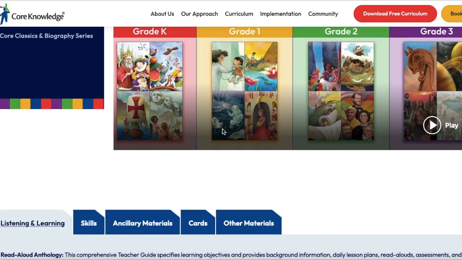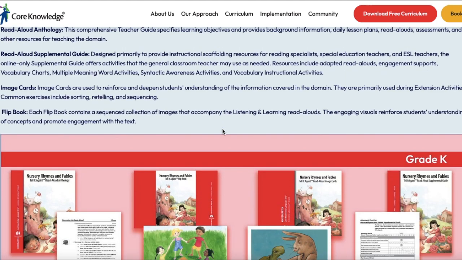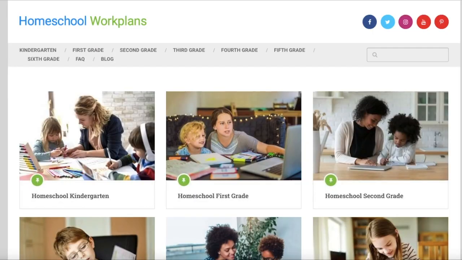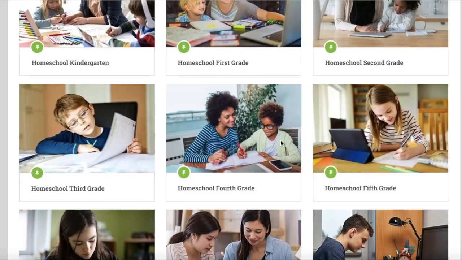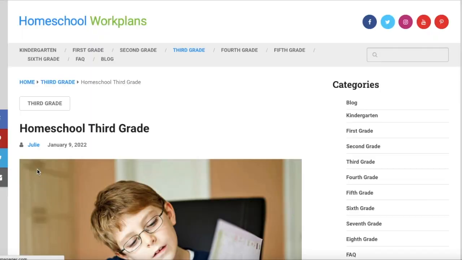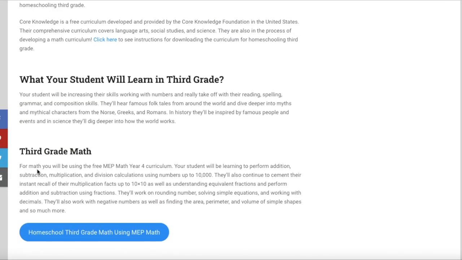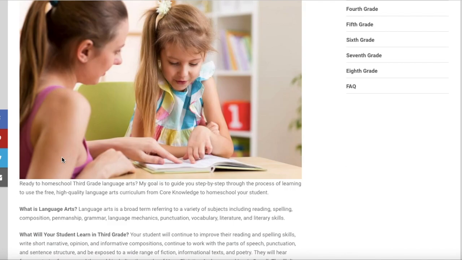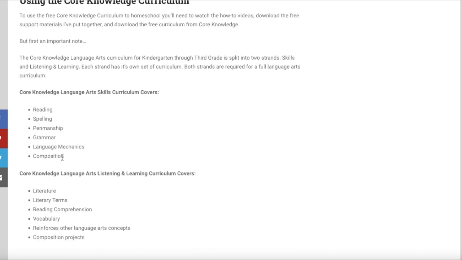One thing I'm going to show you really quick that I think is helpful if you're new to navigating Core Knowledge is the Homeschool Work Plans website, which I'm going to show you right now. A site that is really helpful in learning how to figure out and use Core Knowledge. So I'm going to show you 3rd grade. As you can see, it tells you 3rd grade math using MVP. You're going to go to 3rd grade language arts. You're going to click 3rd grade using Core Knowledge, and it's going to break up Core Knowledge for you.